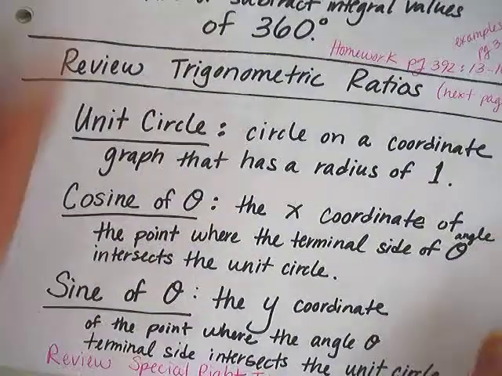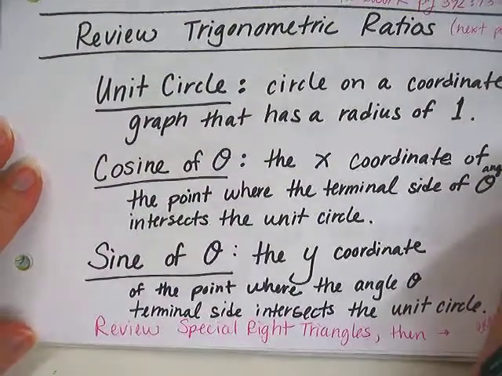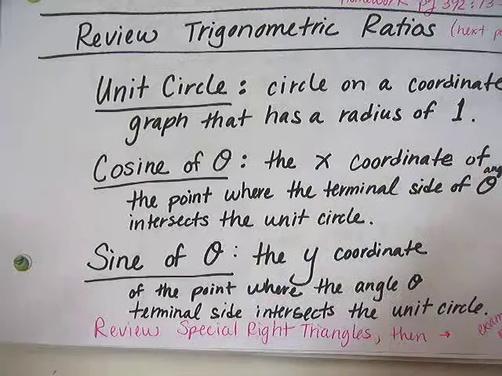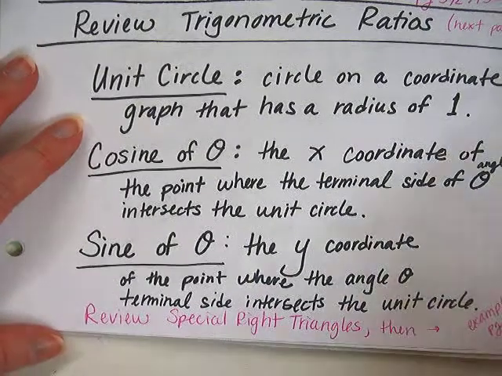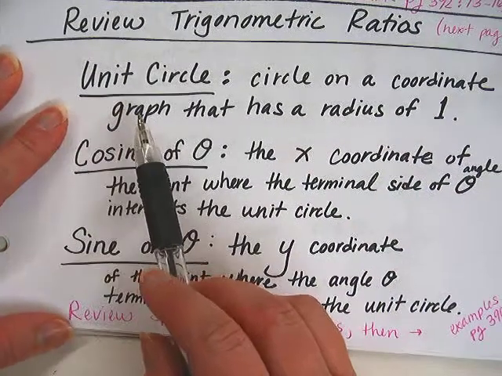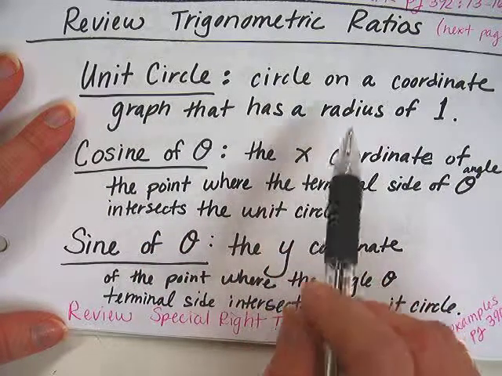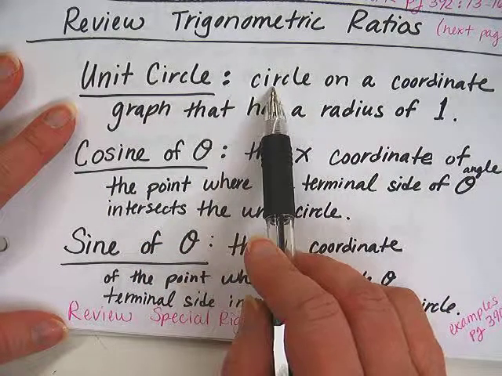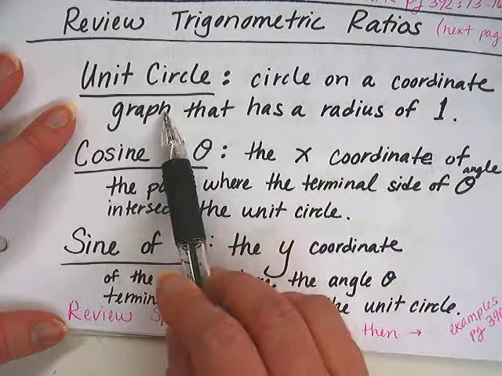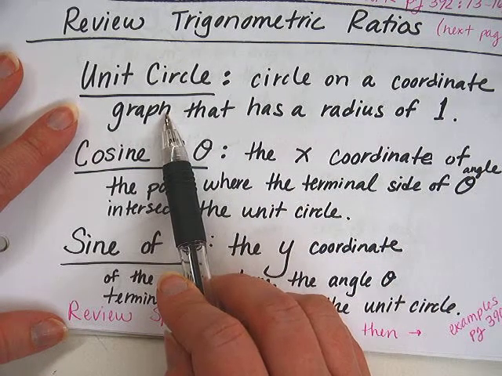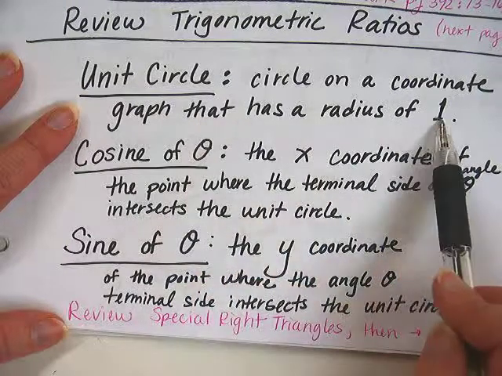let's talk about a few other things that you can actually see in your workbooks on page 390. First thing it talks about on page 390 is the unit circle. The unit circle is a name for a circle on a coordinate graph, so an XY rectangular coordinate system, and that circle has a radius of 1.